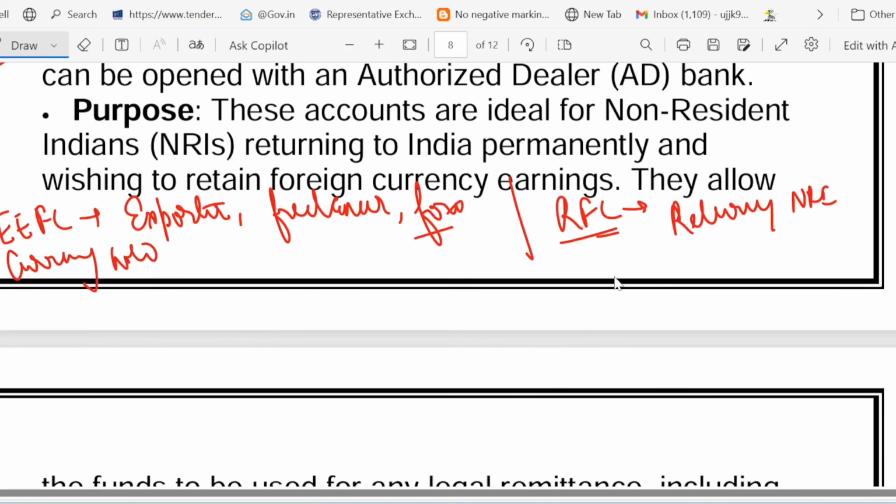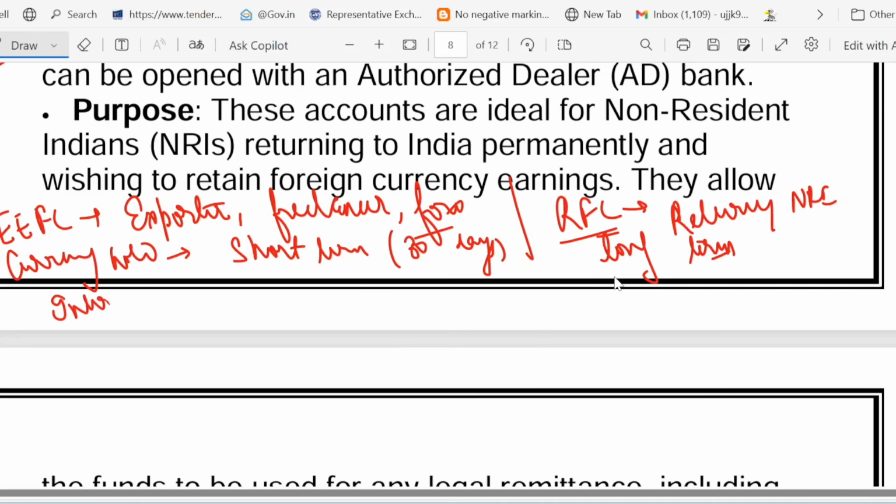Second point I told you, currency holding. Here it is short term. You can hold the currency for the short term, that is 30 days, because in the next month you have to convert into INR. But in the case of RFC, it is long term. There is nothing like a currency holding limit. That's the difference. Then comes interest.